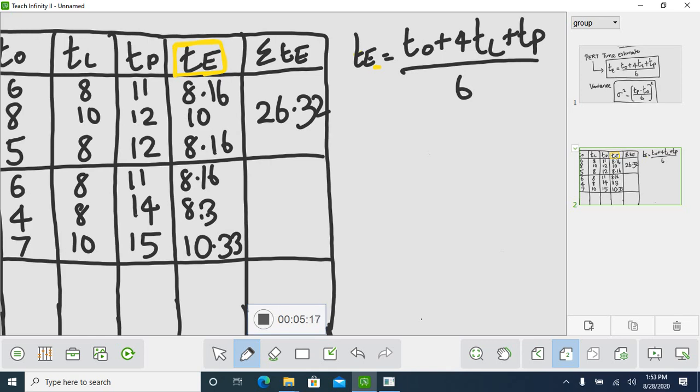So what is the sum of your path B? 8.16 plus 8.3 plus 10.33. That is 26.83.